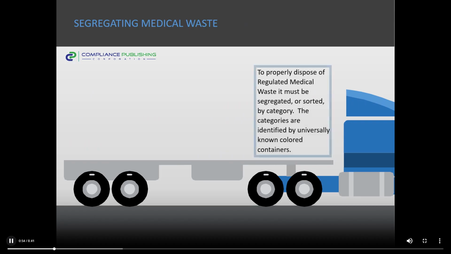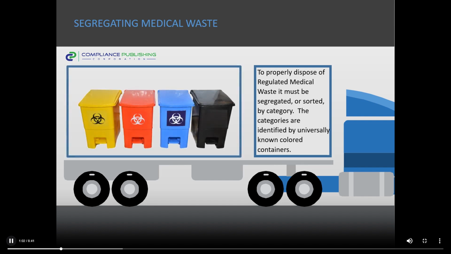To properly dispose of regulated medical waste, it must be segregated or sorted by category. The categories are identified by universally known colored containers. The generator is responsible for properly segregating, packaging, labeling, and storing all regulated medical waste.